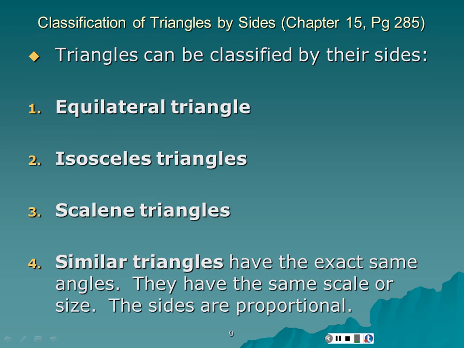They have the same scale size, the sides are proportional, meaning, for example, you have two equilateral triangles. Now, by the definition, an equilateral triangle means all the sides are equal. And theoretically, when all the sides are equal, all the angles must be equal too. Now, you might have two equilateral triangles, one looks smaller, another looks larger.